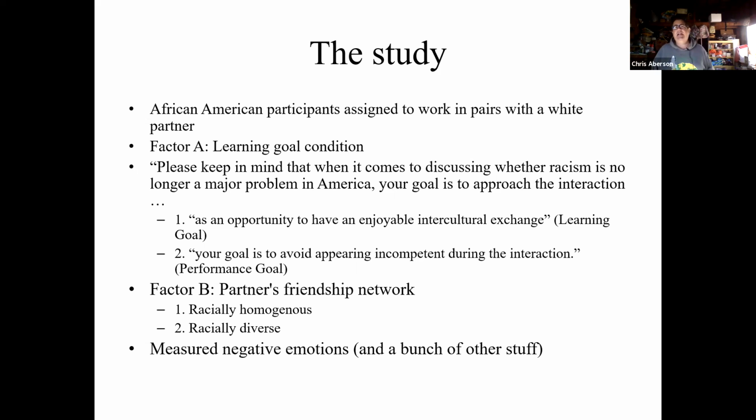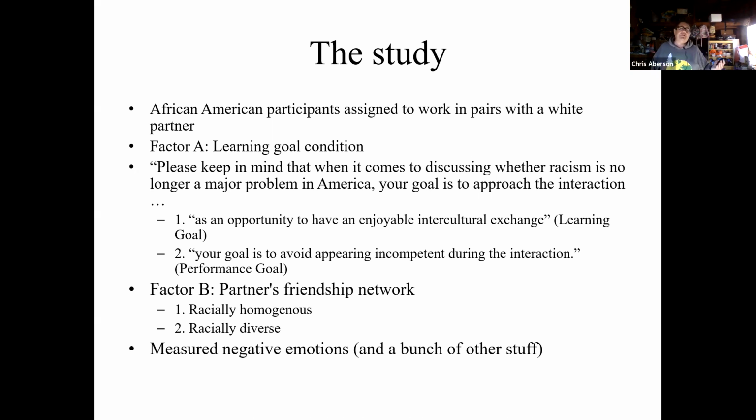Keep in mind, when it comes to discussing whether racism is no longer a major problem in America, your goal is to approach the interaction as either an opportunity to have an enjoyable intercultural exchange, what they call the learning goal, or to avoid appearing incompetent during the interaction, the performance goal. And they also got information about their partner's friendship network. And they were told that their partner's friends were either racially homogenous, that is, all white, or racially diverse. There was a mix of friends.